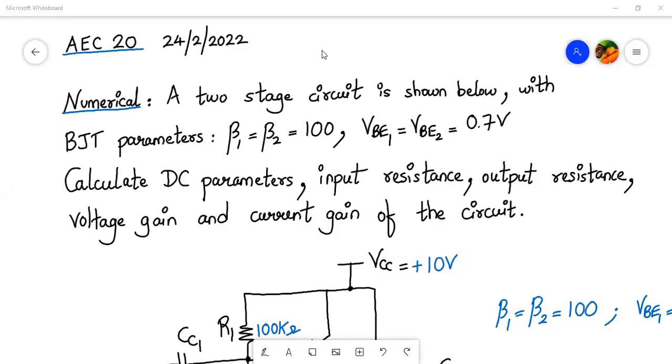Hello everyone, welcome to Analog Electronic Circuits, lecture number 20. Today we are going to solve a numerical on Darlington pair amplifier.